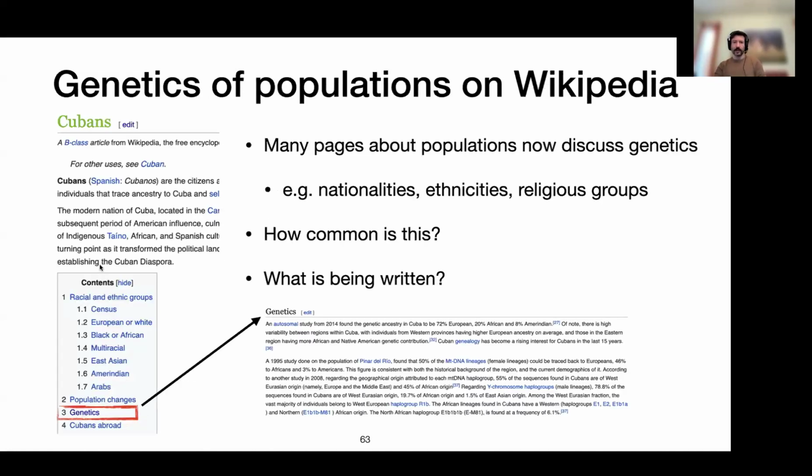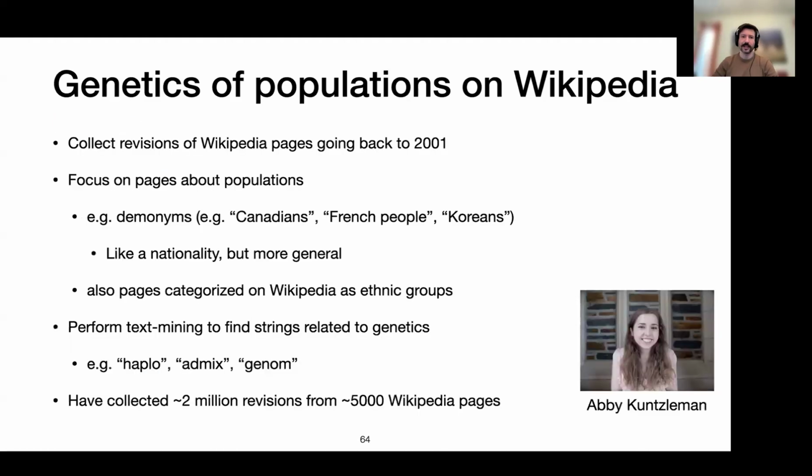Because one day I was looking at the article on Cubans, and I noticed there's a section about the genetics of Cubans. I realized that this section has autosomal distributions of different variants, like admixture plots. But lots of pages about populations now discuss genetics: pages about nationalities, ethnicities, religious groups. And I wondered, how common is this? What are they saying? What sort of research is being cited?